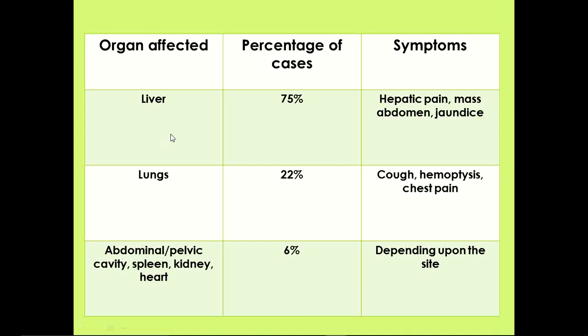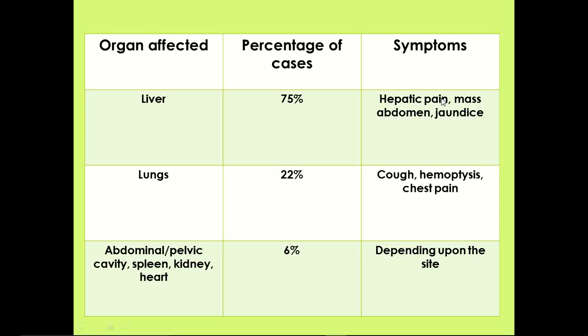So here you can see that liver is the most affected organ, and the pressure effects may include hepatic pain, abdominal mass, and it may manifest as jaundice.